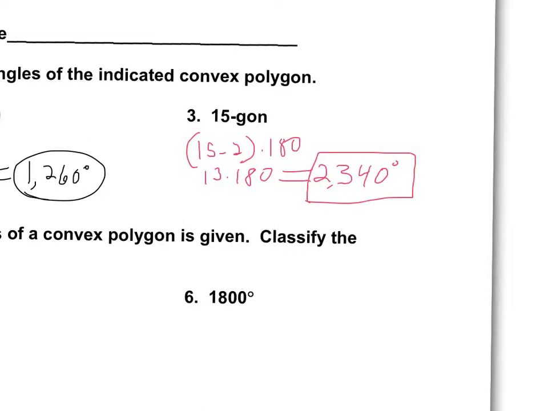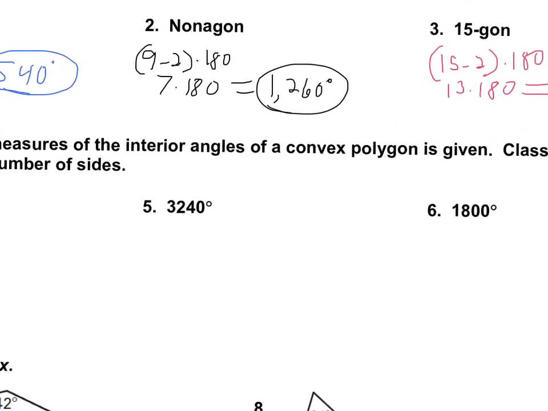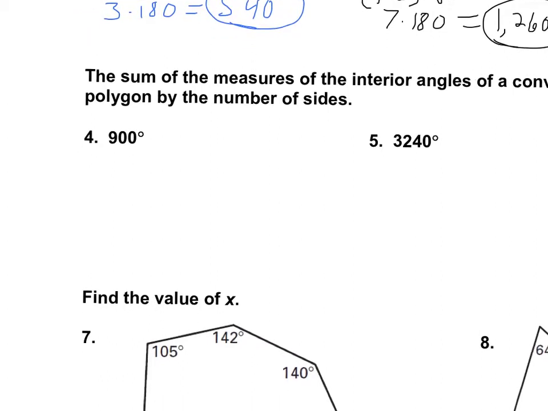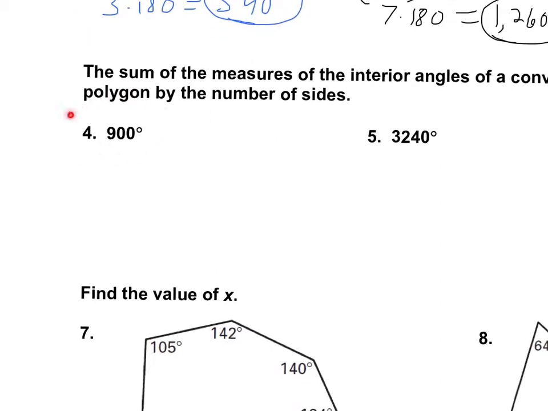2,340 degrees. All right, the next set of questions is saying the opposite. It's giving you the number of degrees inside a polygon. You have to figure out how many sides. So we're still going to use the same formula, n minus 2 times 180, but we don't know what the n is. That's the issue. That's what we need to find. But I know when you do n minus 2 times 180, you get 900 degrees. So you just set up a little equation like this, and then you solve it.